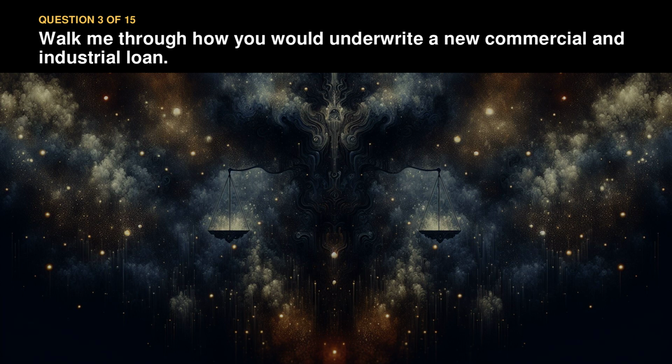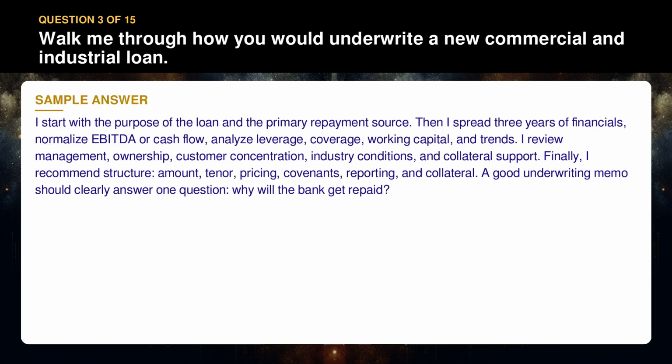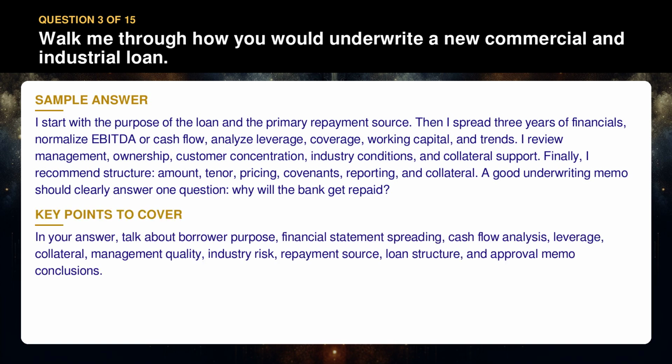Question 3. Walk me through how you would underwrite a new commercial and industrial loan. I start with the purpose of the loan and the primary repayment source. Then I spread 3 years of financials, normalize EBITDA or cash flow, analyze leverage, coverage, working capital, and trends. I review management, ownership, customer concentration, industry conditions, and collateral support. Finally, I recommend.